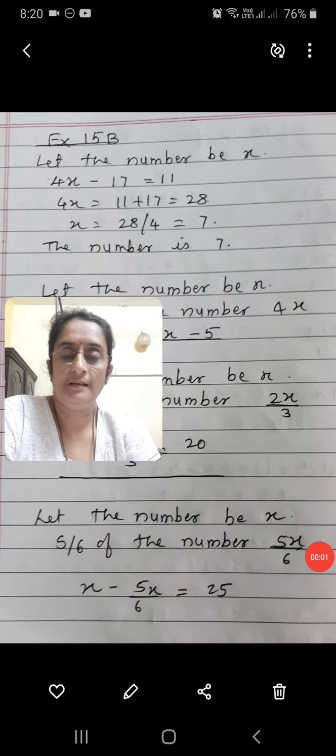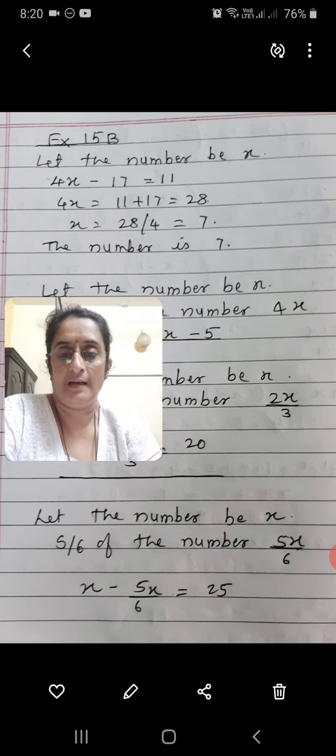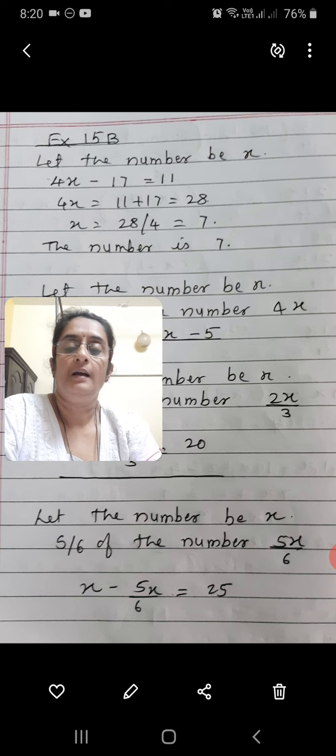Hello children. Now we are going to do our second exercise of the lesson Linear Equations, that is 15B. In the first exercise we have learned how to solve different types of linear equations. Now in this second exercise some situations are given and you have to make your own equation, then solve it and find out the value.